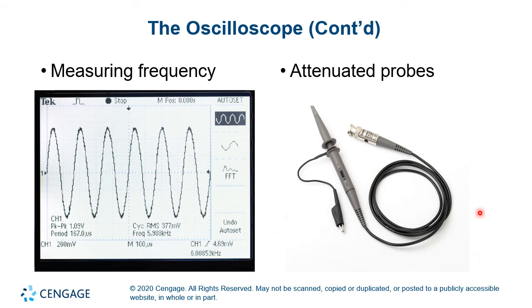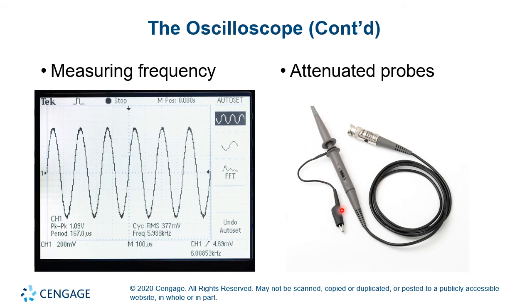A common device used with oscilloscopes are attenuation probes, and essentially what these allow us to do is work with larger voltages. Keep in mind, oscilloscopes are relatively fragile devices to a certain extent, and when we deal with large voltages, we want to make sure they don't actually make it into the scope and damage it. So an attenuation probe will allow us to step that voltage down.